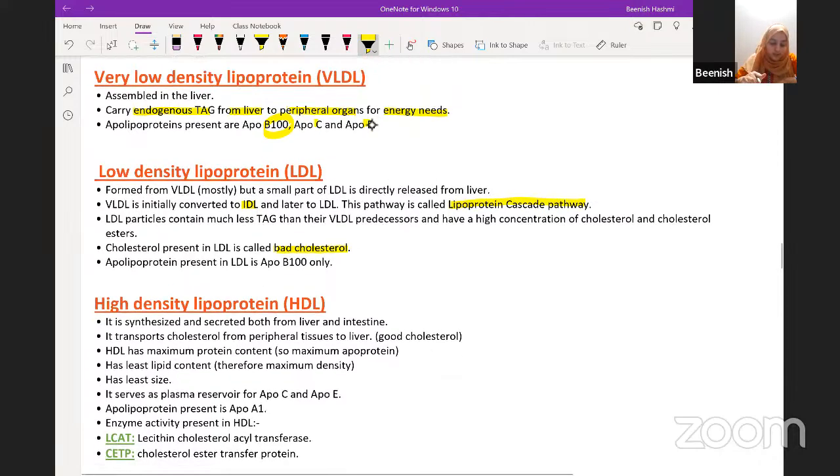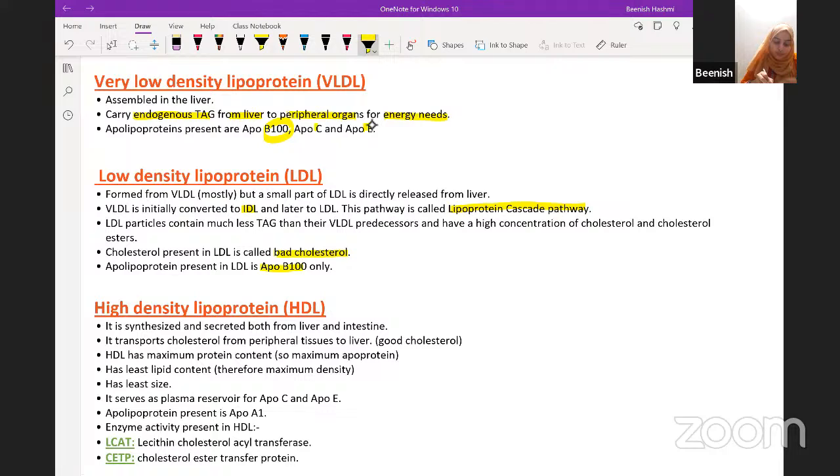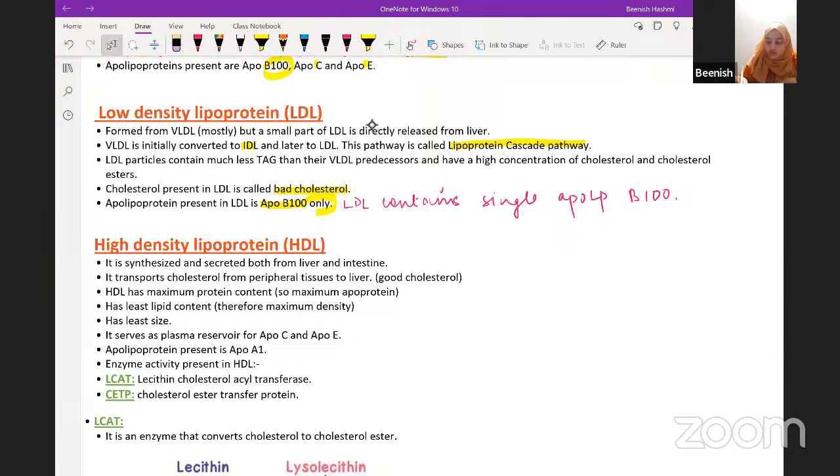And the apolipoprotein present in LDL is ApoB100 only. So LDL contains only a single apolipoprotein, that is ApoB100.